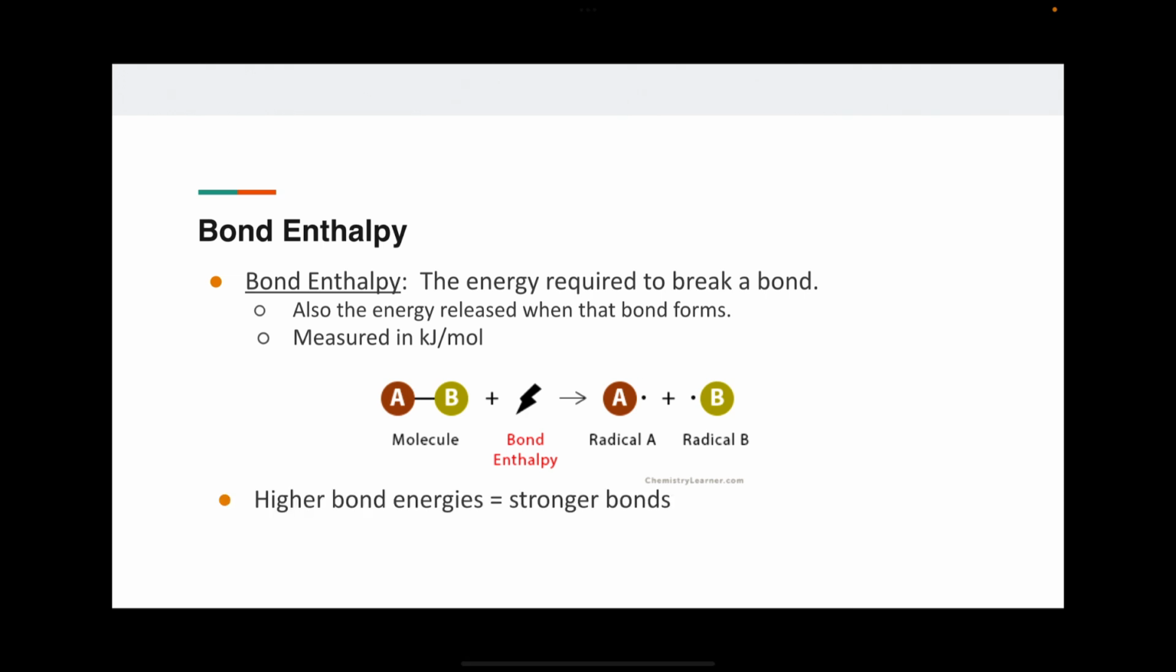Higher bond energies indicate stronger bonds. This should make intuitive sense. The stronger the bond, the more energy you need to put in to break that bond, or the more energy you'll get out when that bond forms.